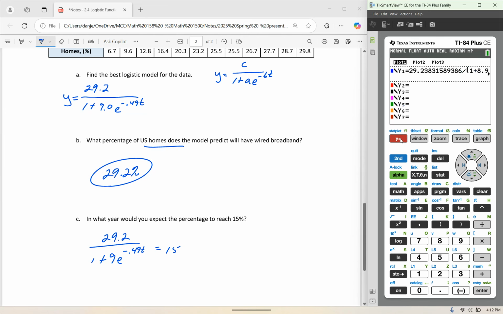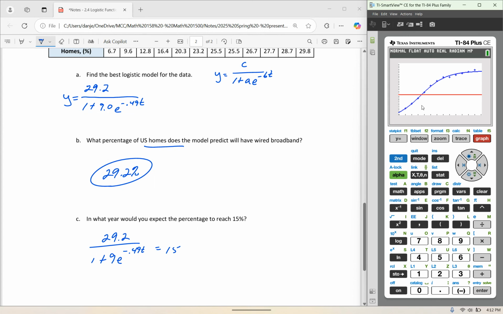Okay, I ran the regression analysis. We turn that back on, and you can see that logistic function does a pretty good job of modeling that data. We could in part C solve for t just like I did above in the previous example, but I want to show you another option with the graphing calculator. Y equals the 29.2 divided by 1 plus 9 e to the negative 0.49t. We also want to know when y equals 15. So I'm going to put 15 in for y2.